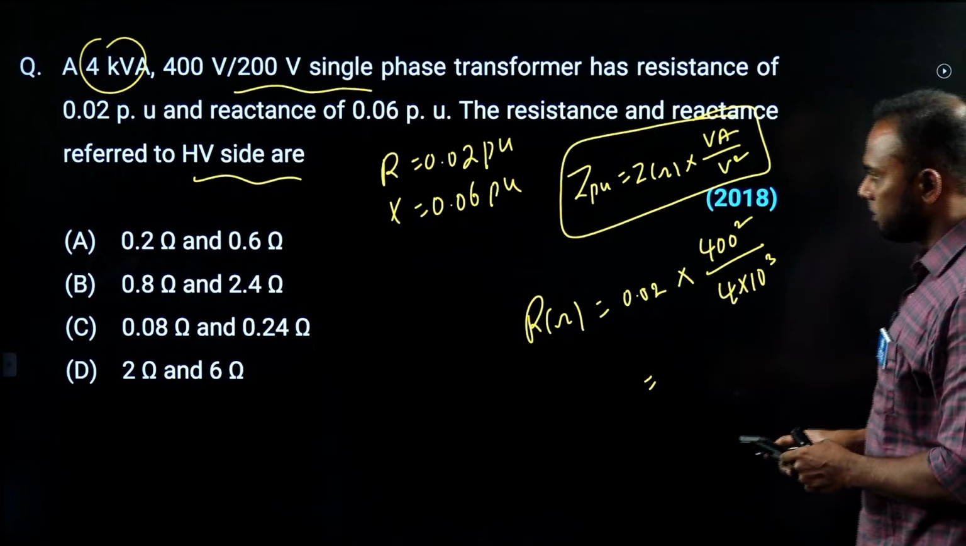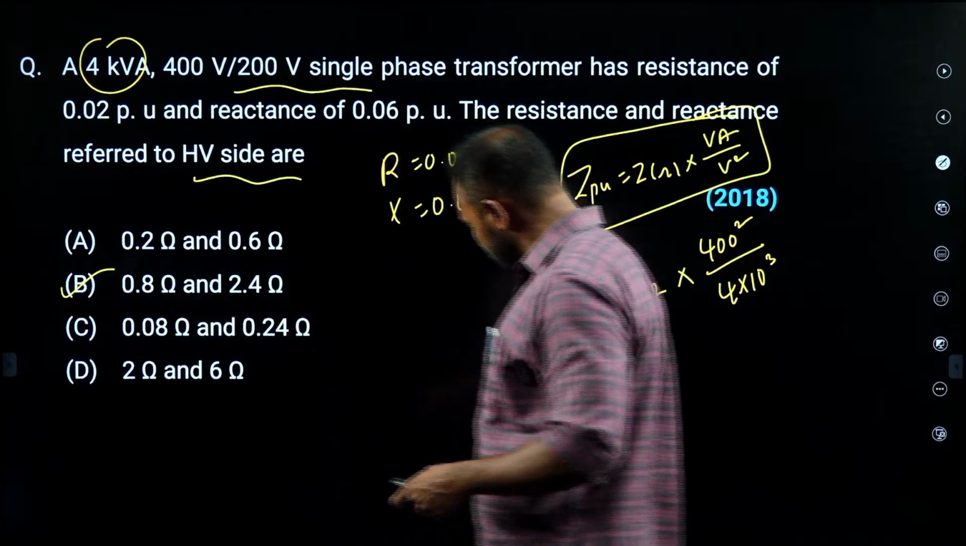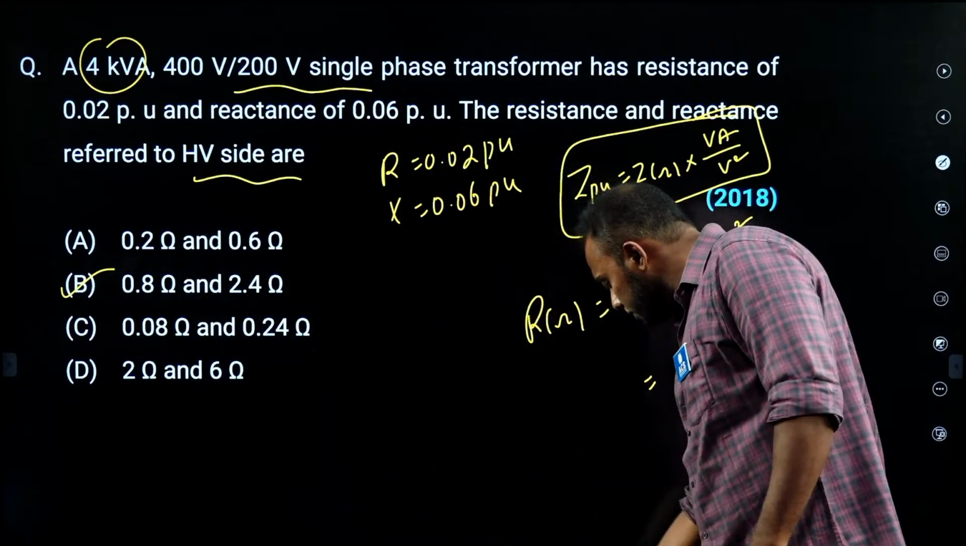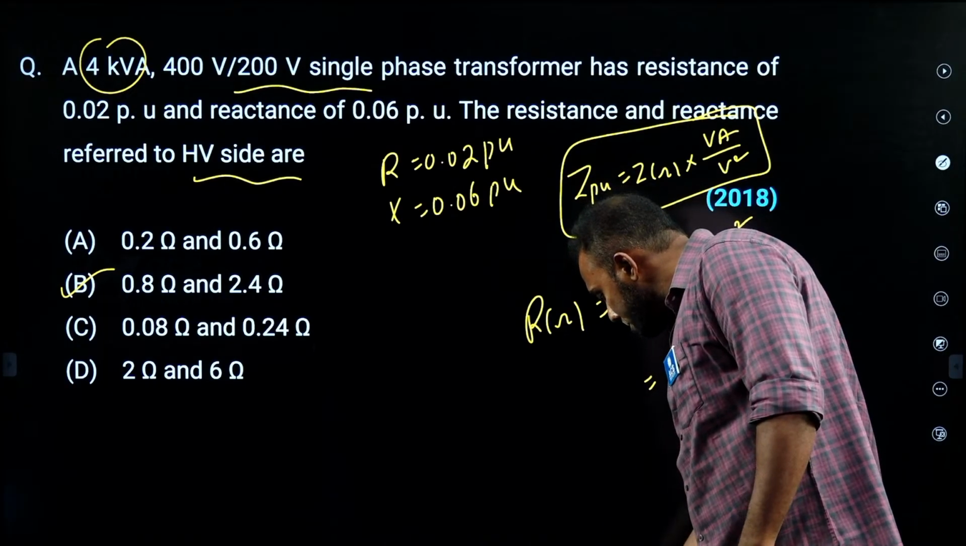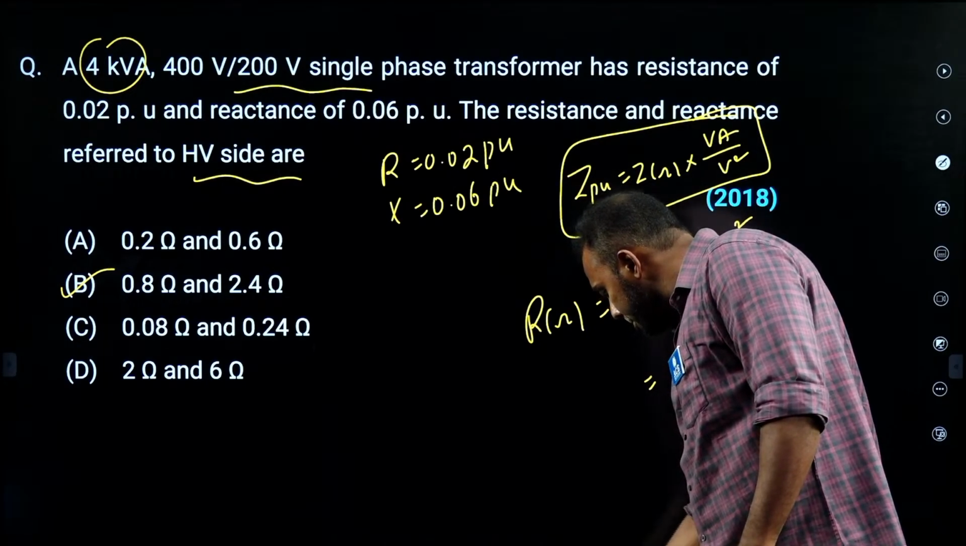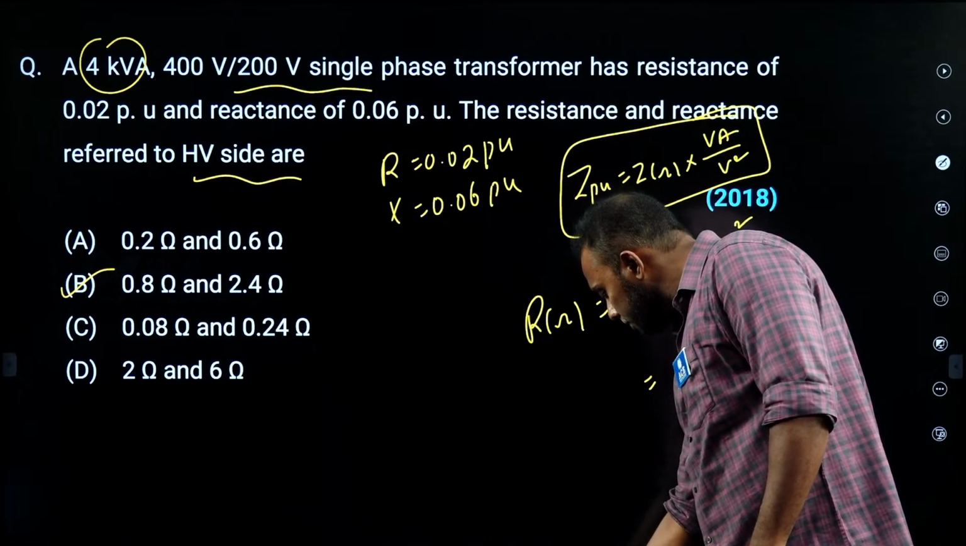Hmm. 0.8 ohms. So only one option is there with 0.8, directly you can put it. Next question.